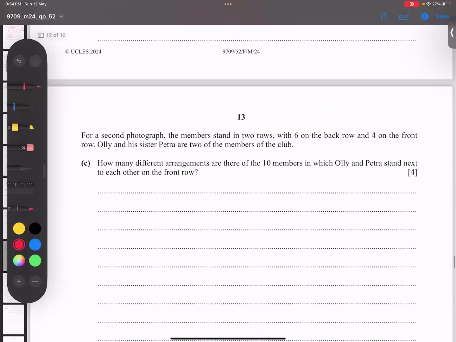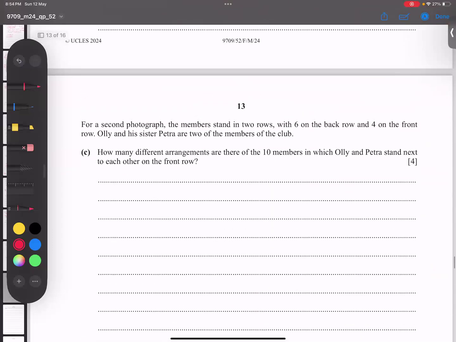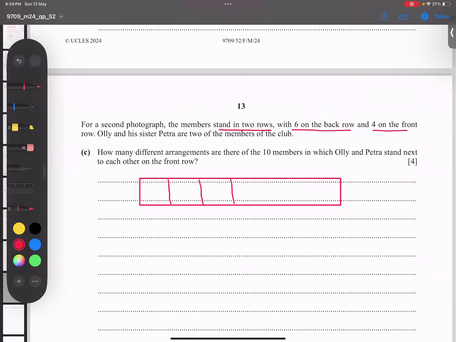Last part we have here, students: for a second photograph, the members stand in 2 rows, with 6 on the back row and 4 on the front row. Okay, let me make it. It's better to make it first of all. 1, 2, 3, 4, 5, 6. 1, 2, 3, 4, 5, 6. Okay. And 4 in the front row.